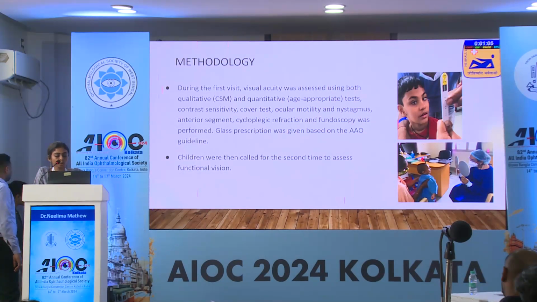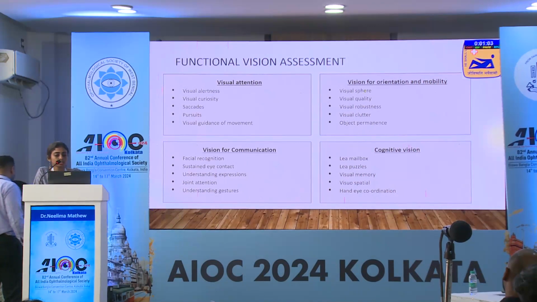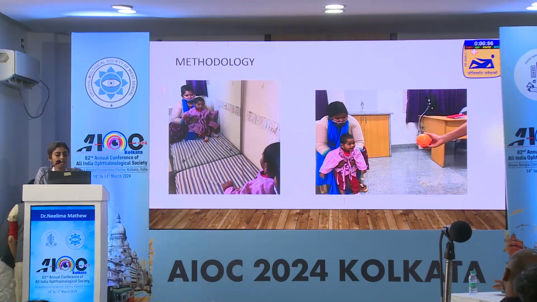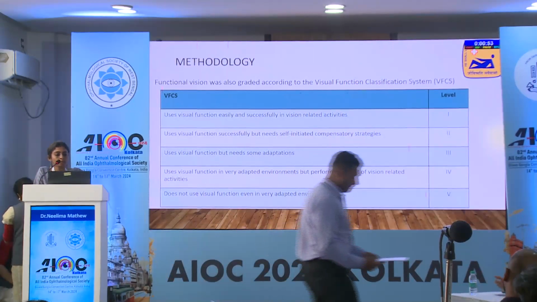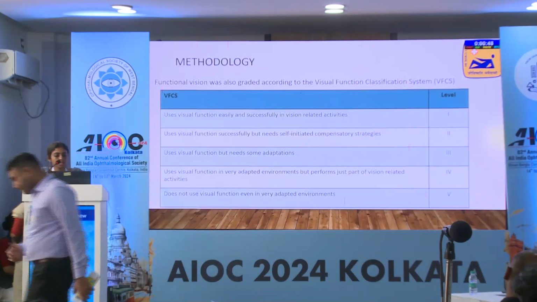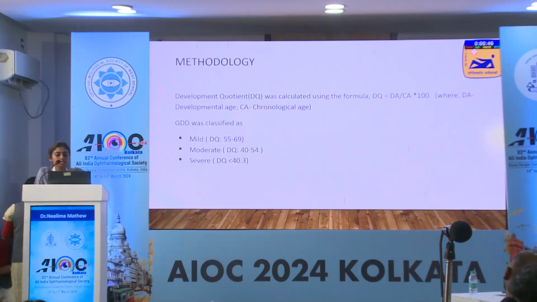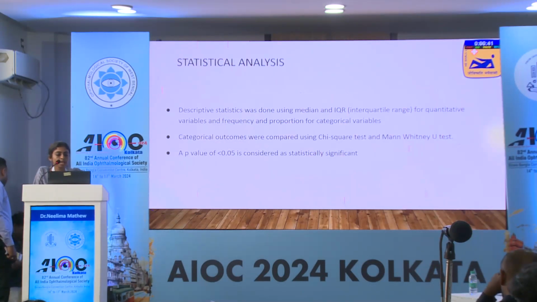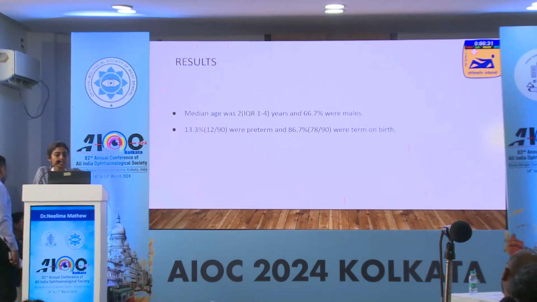The second time, the children were called for the functional vision assessment. The following components were noted: visual attention, vision for orientation and mobility, vision for communication, and cognitive vision. Our scoring was based on the visual function classification system, which had 5 scales. GDD children were categorized based on the development quotient. Statistical analysis was done using chi-square and Mann-Whitney tests, and a p-value of less than 0.05 was considered significant.